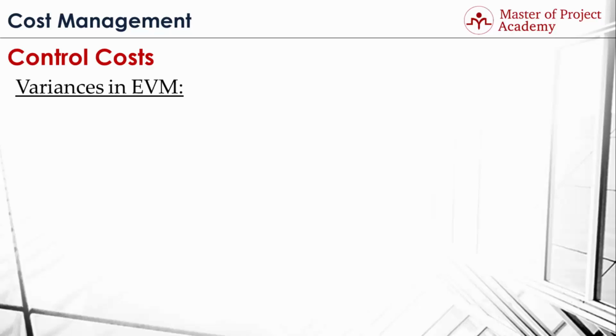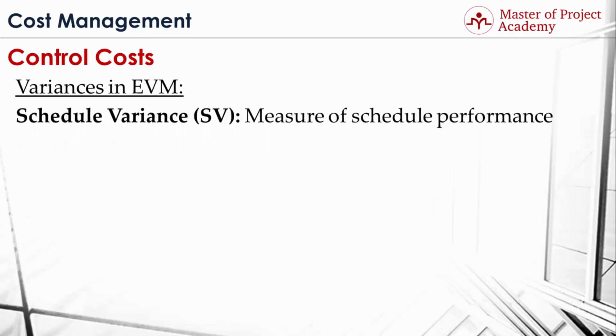Now, let's go over the variance terms that help us to find out whether a project is ongoing healthy. The first term is schedule variance. Schedule variance is abbreviated as SV. Schedule variance is the measure of schedule performance. It is calculated by subtracting the planned value from the earned value.